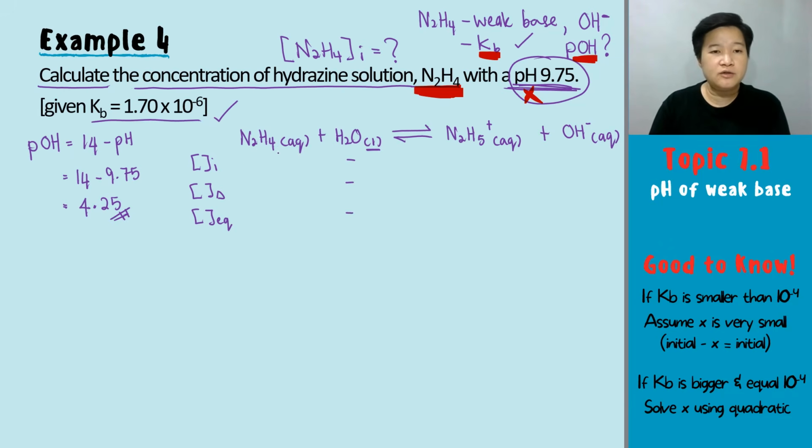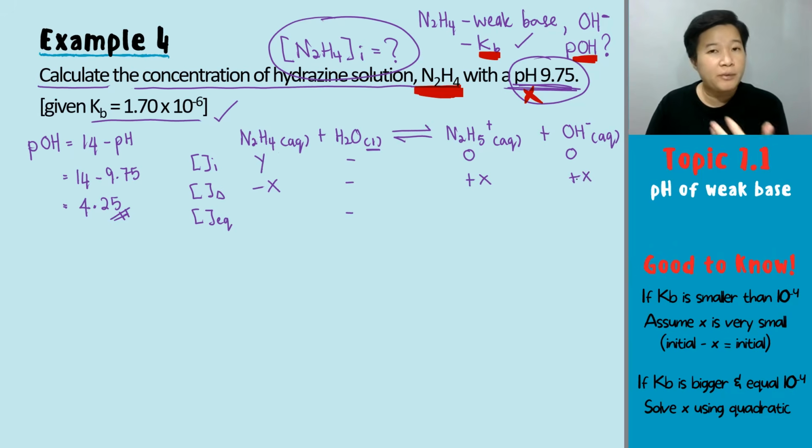Starting off with your N2H4, the initial is the one that we are looking for. Let's say I put an unknown Y. Y is the one that we are looking for right now. Okay? So initially, my product is 0. At the change, we know that the change is minus X because it's a reactant. It will be used or it will be dissociated into your product. That's why your product will become a plus and a plus. We are forming the product. Okay? So at equilibrium, it will be Y minus X. Over here will be X and your X. Okay? Simple.